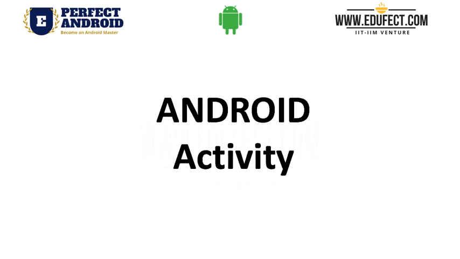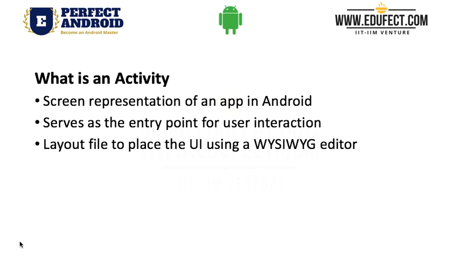Now that we have learned about the Android stack and how Android works, let us learn about how an Android app works and what is activity. So activity is the screen representation of an app in Android. In Android, everything is UI or screen based, and the screen representation is referred to as an activity. It serves as the entry point for any user interaction.